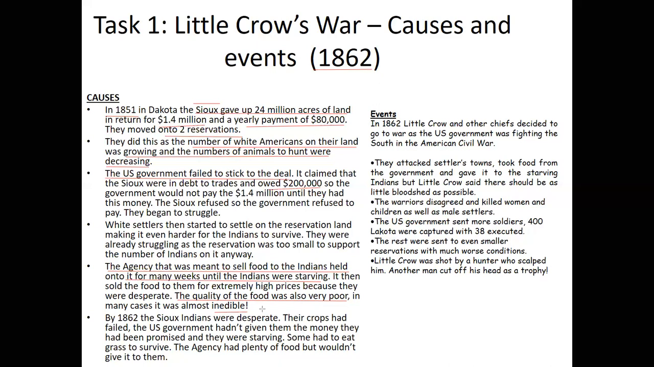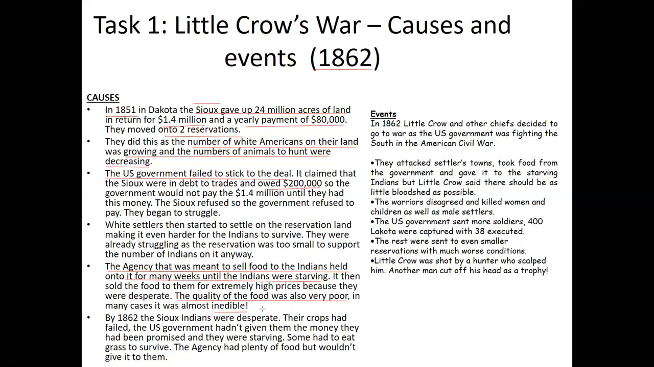But there was lots of food stored away in warehouses, not being given to the Sioux Indians. They're the causes. So this is, you know, a real life or death situation for the Sioux Indians. But what actually happened? The events.